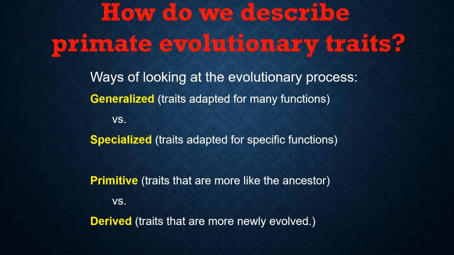For example, we're going to look at the aye-aye, which is a primate creature, and I hope you follow the link and watch the video on it. It's a primate creature that has a very long middle finger that's used for digging grubs out of trees, right? So that's a very specialized trait. We're also going to look at primitive versus derived, right? If it's a primitive trait, it's a trait that's more like the last common ancestor with other related species. If we look at a derived trait, it's traits that are more newly evolved.